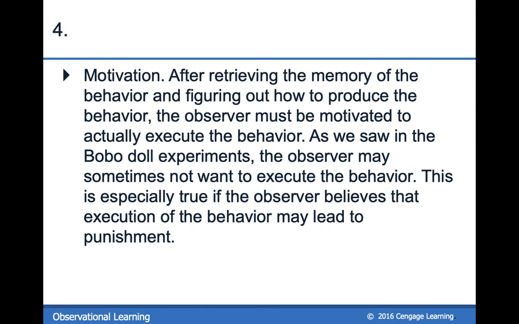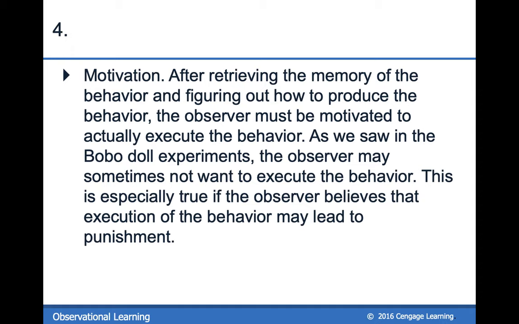And motivation. So after retrieving the memory of the behavior and figuring out how to produce the behavior, the observer must be motivated to actually execute the behavior. As we saw in the Bobo doll experiments, the observer may sometimes not want to execute the behavior. This is especially true if the observer believes that the execution of the behavior may lead to punishment. So a little kid on the playground, they may want to show off their Superman moves, but if they know they're going to get in trouble from their teacher, they may not do it.